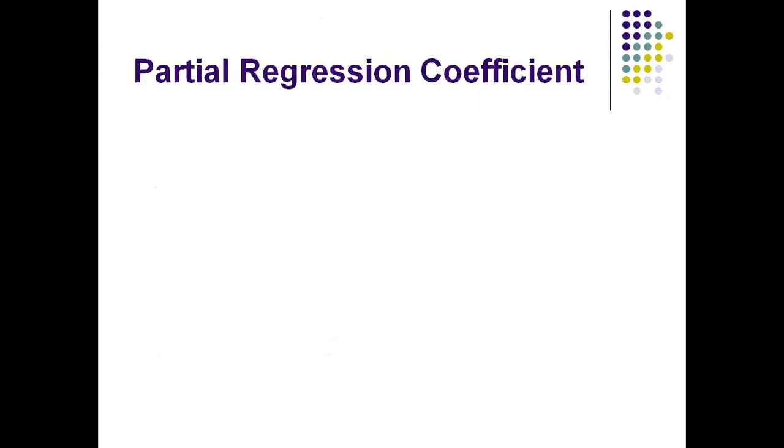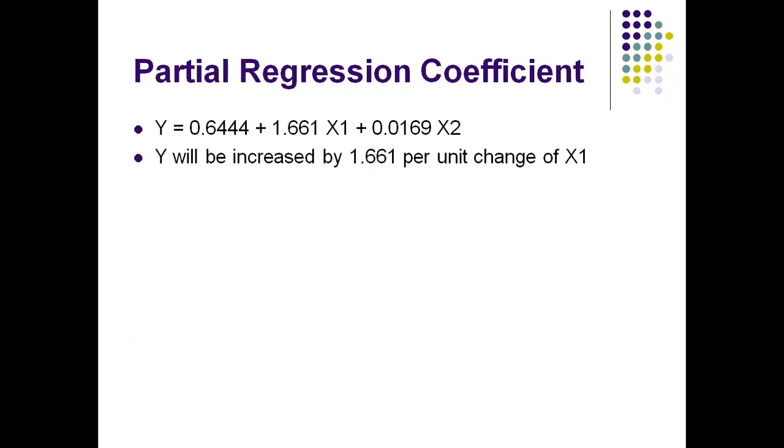Now, what is the partial regression coefficient? This is your expression. Here you will get B1, that is 1.661, and B2 is equal to 0.0169. If B1 is 1.661, what is the significance? What is the concept of B1? B1 is known as the partial regression coefficient. It means if you increase x1 by 1 unit, then the value of y will increase by 1.661, considering x2 is constant.